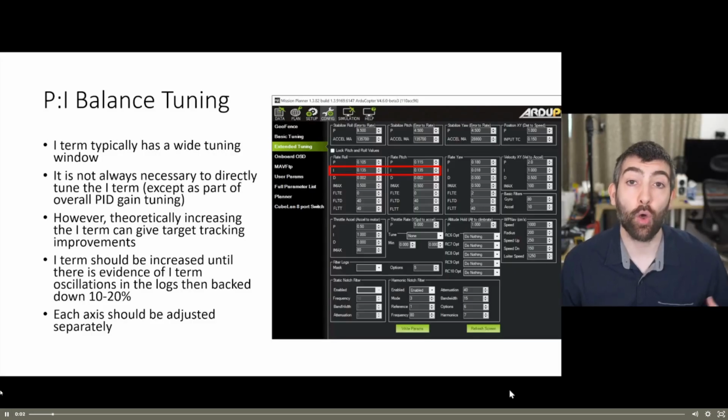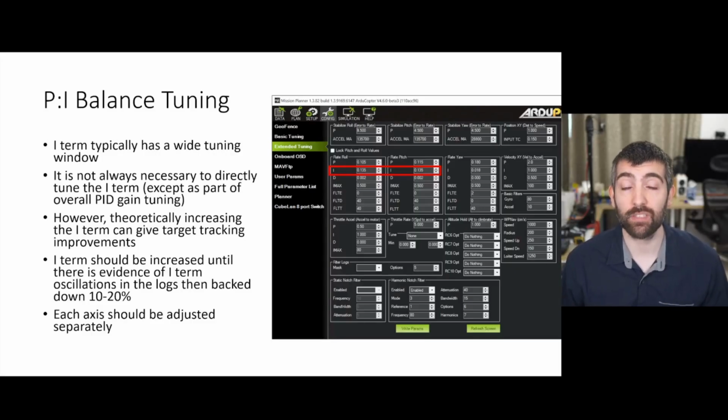Now that you've found the overall maximum P, I and D gains for your quad, it's time to look at the I term. Now the I term typically has a very wide tuning window, so it is not always necessary to directly tune the I term once you've found the absolute PID gains, the magnitude of them, that works really well. However, theoretically increasing the I term can give target tracking improvements because it means the I term responds more quickly to help reduce consistent errors between the target and the actual value.